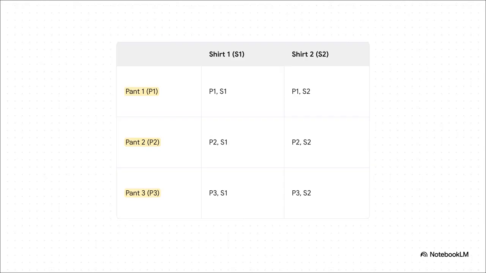Now sure, we could solve this the slow way. We could literally list out every single option. Take the first pair of pants, match it with shirt 1, then shirt 2, then take the second pair of pants. You get the idea. This table shows you exactly that. It works, but man, it's slow. There has to be a faster way, right?